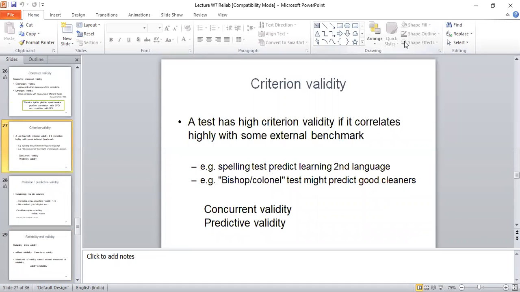If the correlation is too high, it will indicate that the new test is almost like a duplication. Likewise, an intelligence test may be validated against the marks obtained in the previous examination. Or the criteria in this case will be a test of intelligence which is already very well established, very well working.